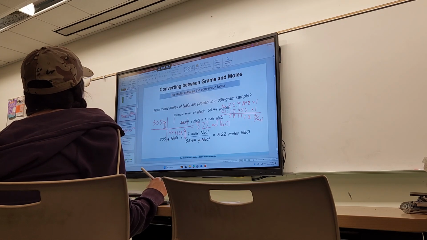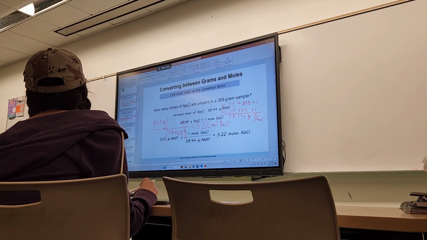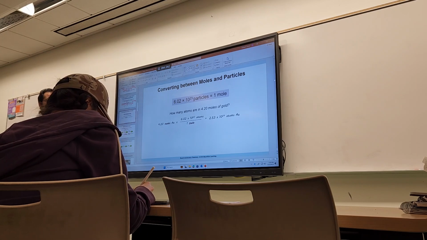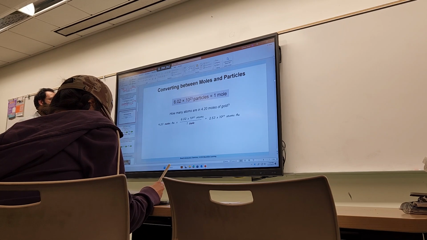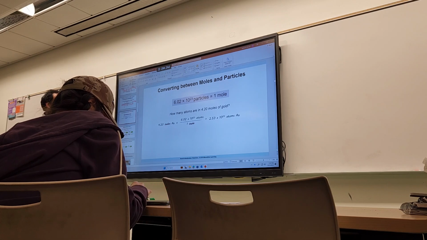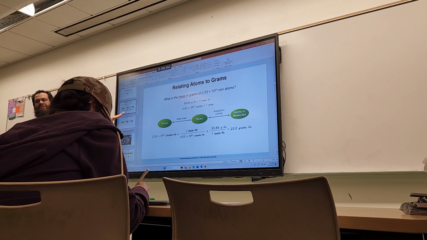Right, so this should be very easy for you guys now, or you should practice this if it's not. And then we know 1 mole is also 6.02 times 10 to the 23 particles. So if you have to convert between particles and moles, you need this number, which we call Avogadro's number, Avogadro's constant. And this is the first part of our mind map that we drew.